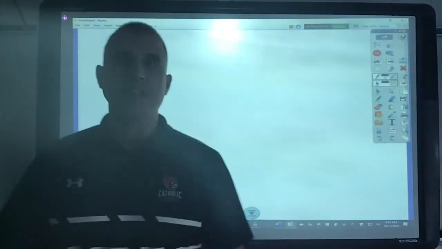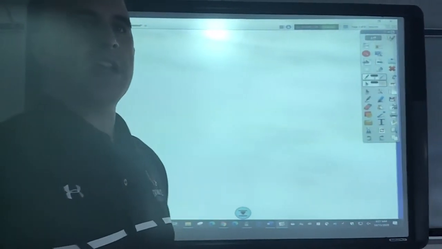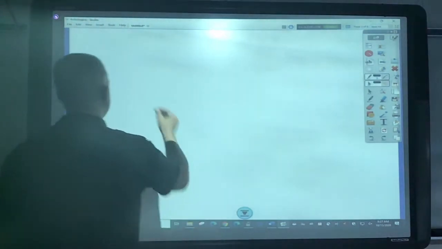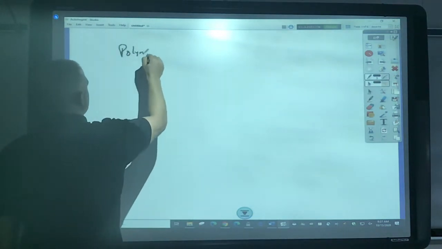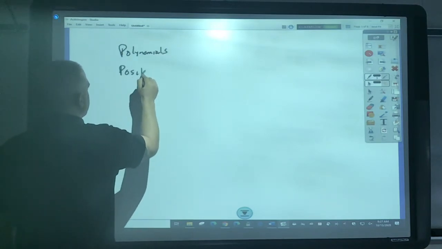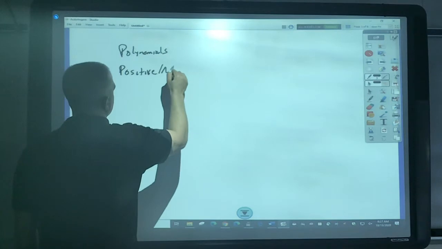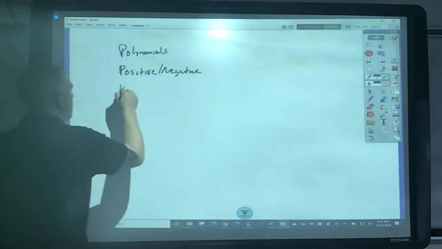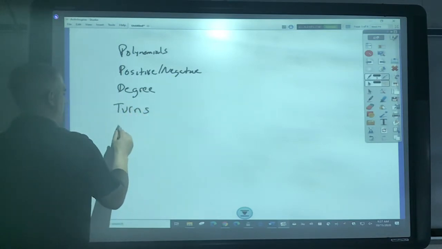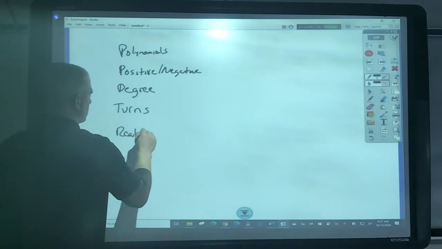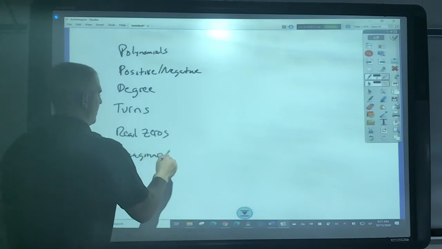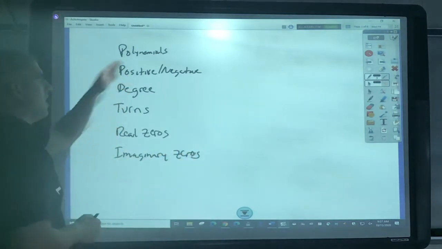Okay, this is going to be the first lesson in Unit 3 for pre-calc. We're going to talk about some polynomials. I want to talk about the correlation between positive, negative, degree, terms, real zeros, and imaginary zeros.